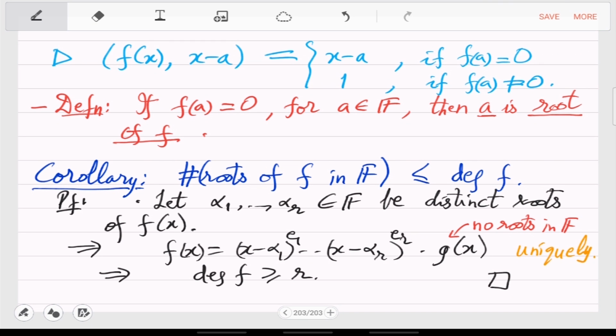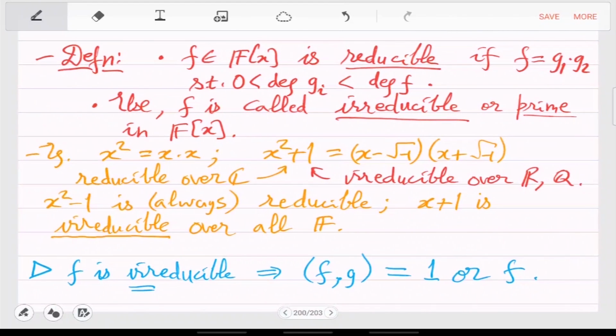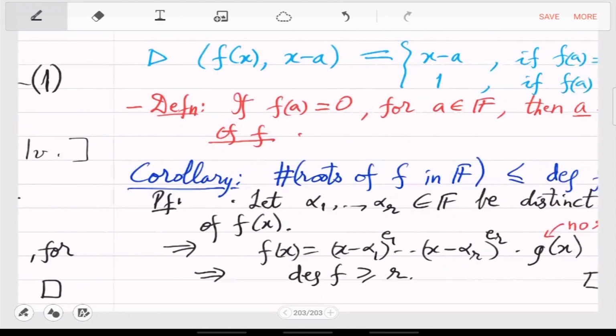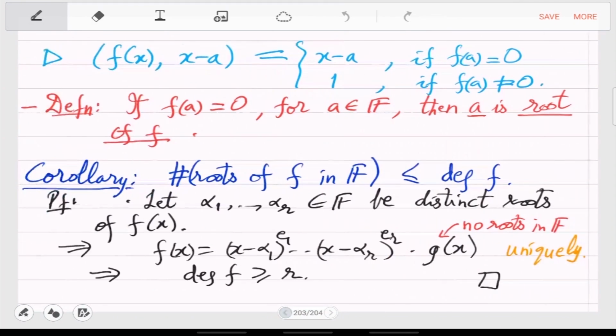Yeah, sure. For example, you saw x square plus 1. Right, this x square plus 1 factorization over complex gives you 2 roots, over reals it gives you 0 roots. So this may be an inequality. Usually it's much smaller than degree of f. Okay, so yeah, any questions at this point?